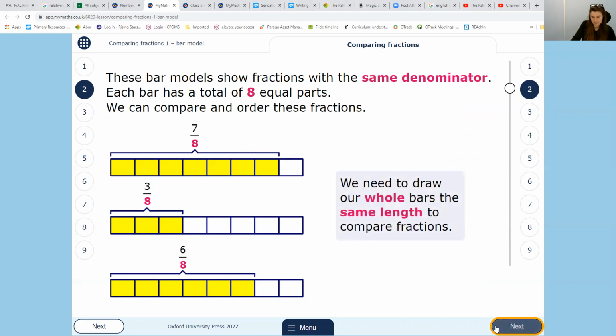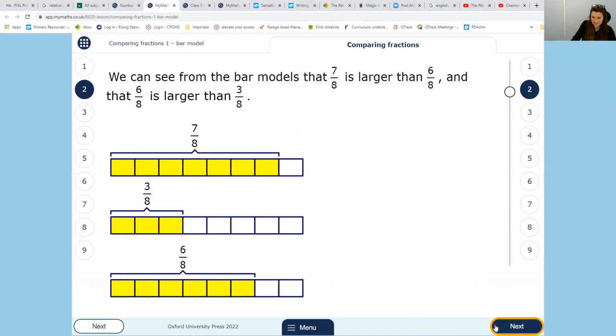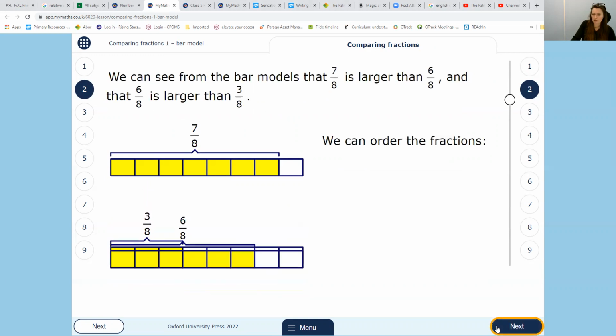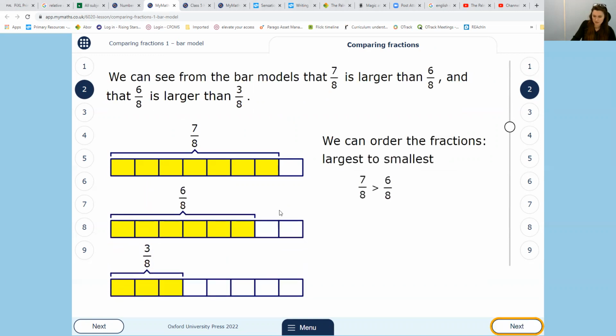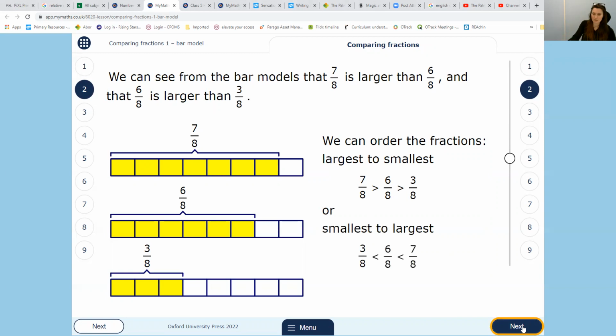So all of the bars are the same length, and we can quite clearly see which ones are the bigger ones. So the 7 out of 8 is bigger than 6 out of 8, which is bigger than 3 out of 8. You can see that visually because they are cut into the same amount of pieces, and visually you can see which one takes up the most space.